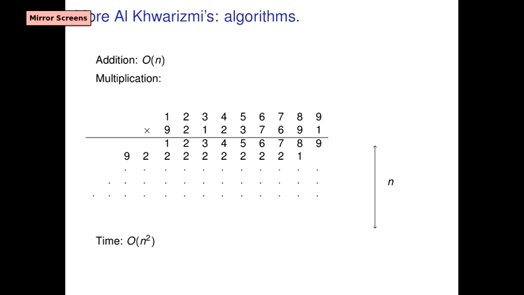Now, if it's n bits, you took each one of the numbers in the bottom one, and you multiplied by every one of the digits in the top one. And then you added them up. Each one of these numbers is n wide, and it's n tall. So the total amount of work is O of n squared. Okay? Is this the best possible? Do you think we can do better?